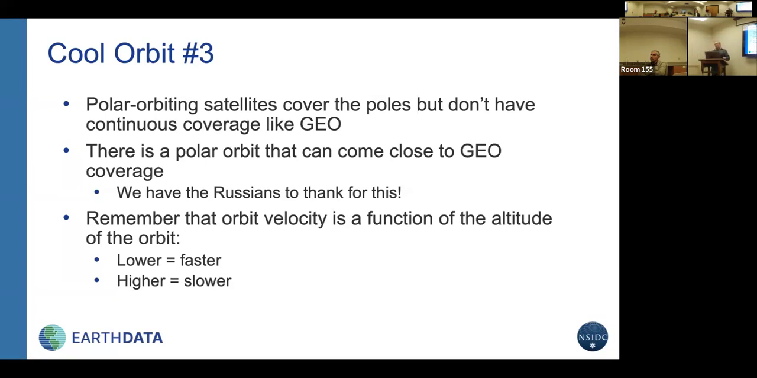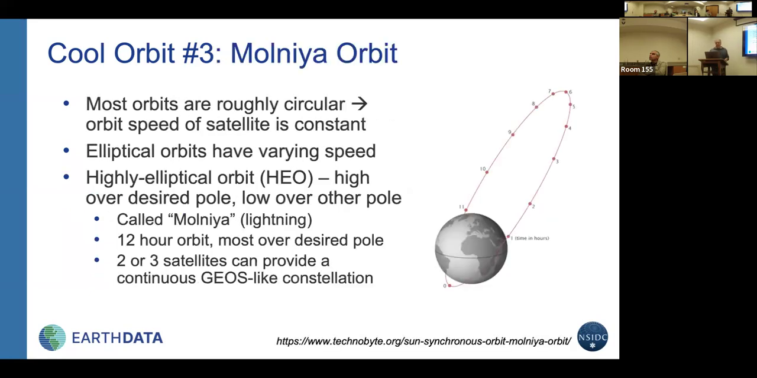You've got the polar orbiter, you can see the poles, but you can only see it once every 90 to 100 minutes or so, and you don't see it in the same spot. But there is a polar orbit that comes really close to a geostationary orbit, and that's thanks to the Russians. Orbit velocity is a function of altitude: the lower you are, the faster you move, the higher you are, the slower you move.